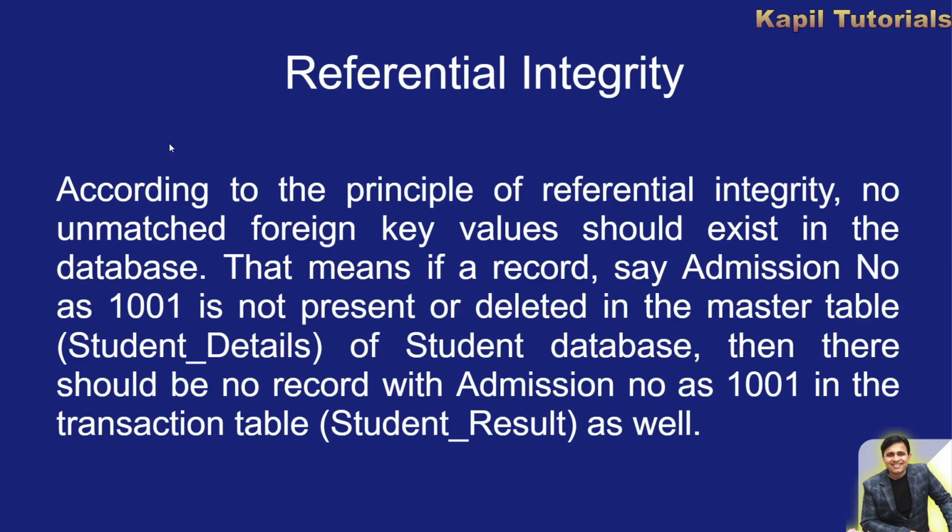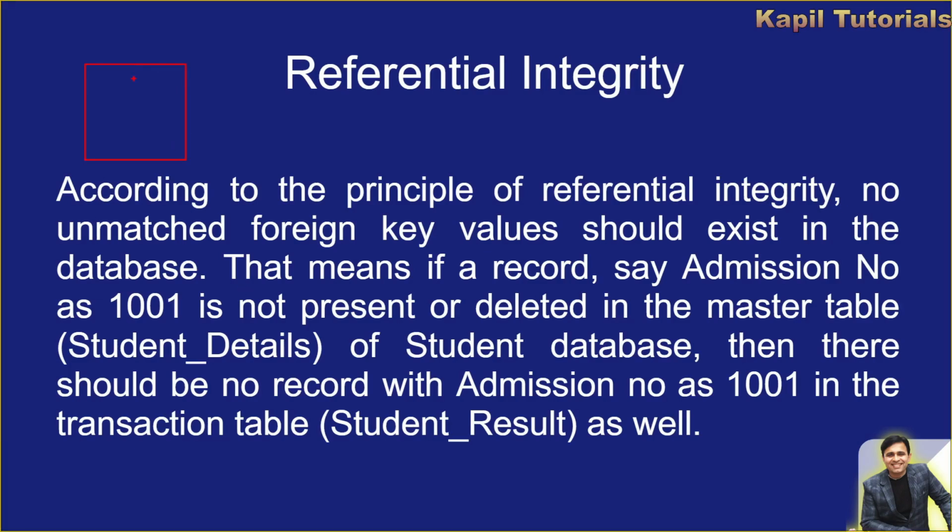So I'll show you here. So this is one table, the master table, and it is having one key, admission number. Key means it is having one column, admission number, which is unique and which will have the primary key. And the other table, that means the transaction table, will also have this column, named admission number, the same. So this is very important.